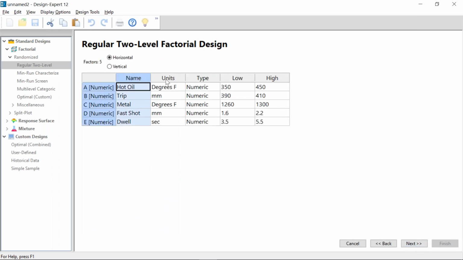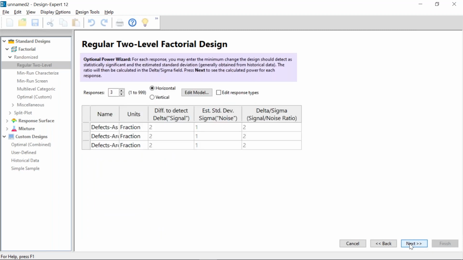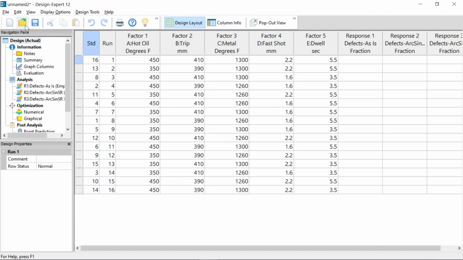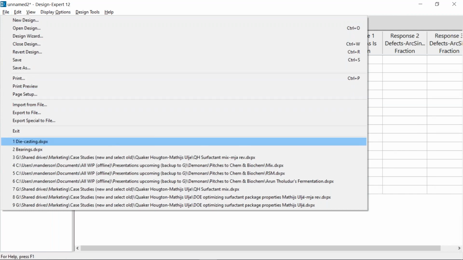And then here are the names that Dave entered in, units of measure. These are all numeric factors in the levels. And then normally I would do a power calculation, but it's a done deal. So we'll just go ahead and finish that off and recollect the data.